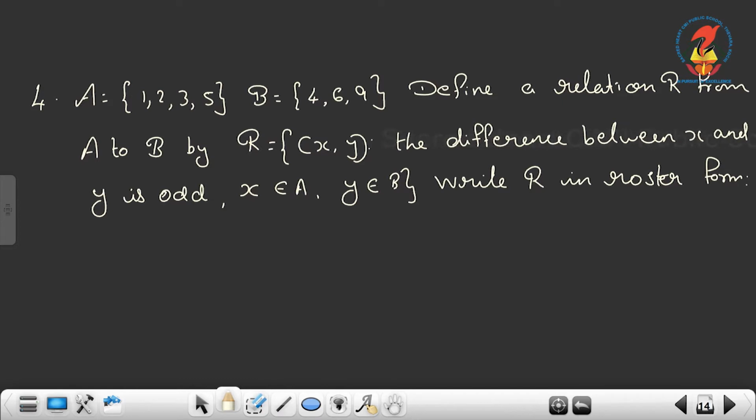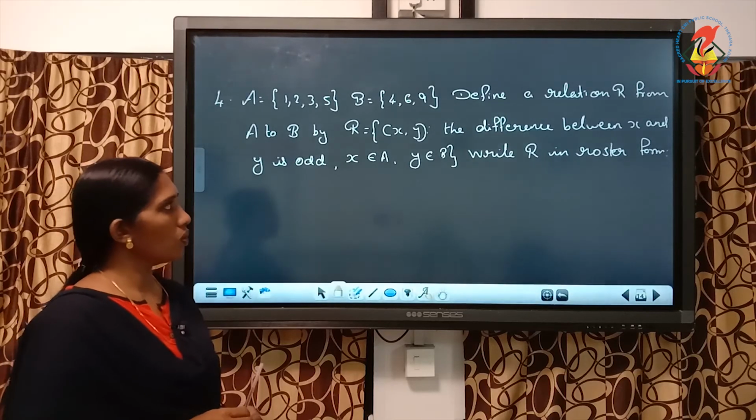Now the next one. A is equal to the set {1, 2, 3, 5}. B is equal to {4, 6, 9}. Define a relation R from A to B by R is equal to the ordered pair (x, y) where the difference between x and y is odd, x is an element of A, y is an element of B. Write R in roster form.